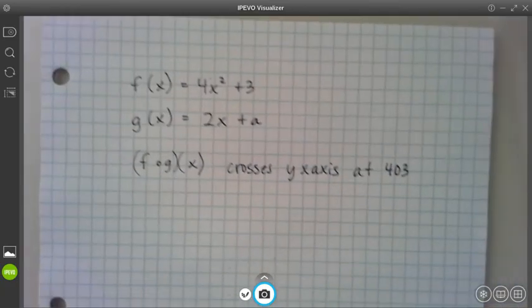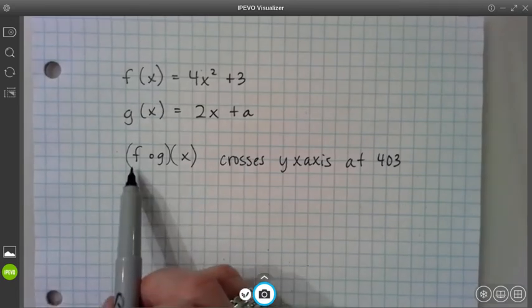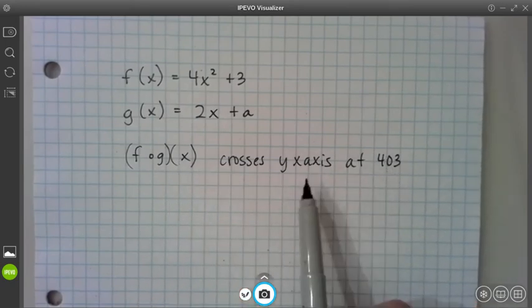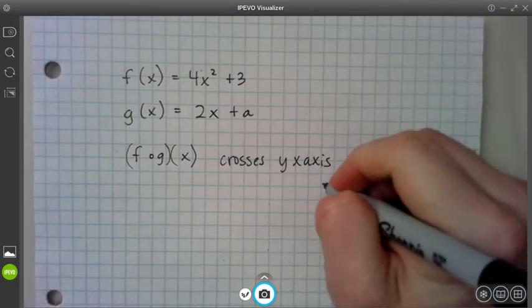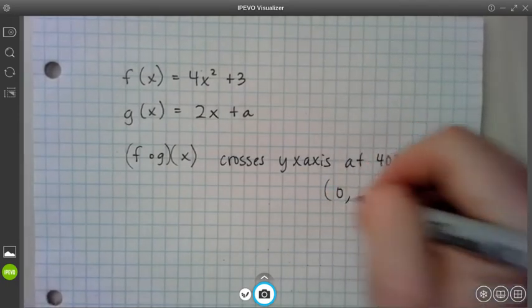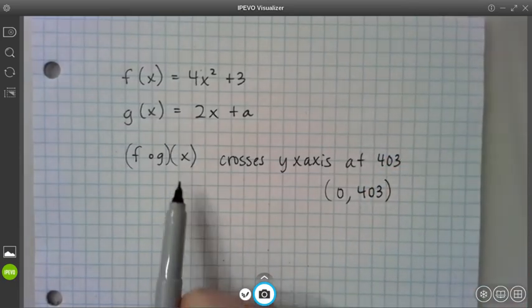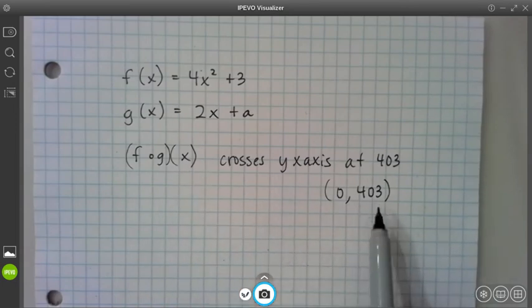All right, so f of g of x crosses the y-axis at 403. Well, first of all, what does that mean? It means that when you plug 0 into the composition function, 403 is going to come out. Because if you cross the y-axis at 403, that's a y-intercept. And we know a y-intercept is the point where x is 0 and y has some value, in this case 403. So that means when you plug 0 into the composition function, 403 has to come out.